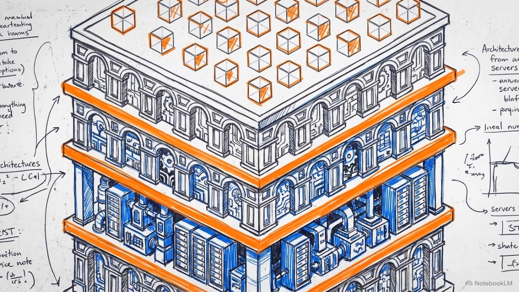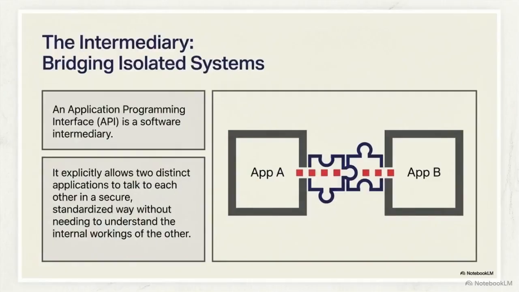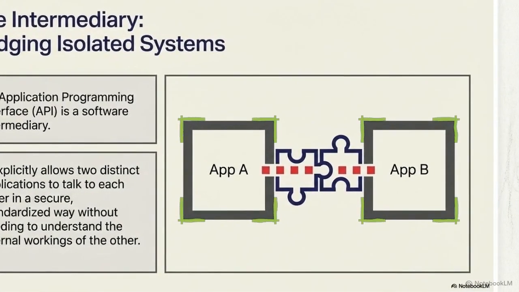Preventing a server from crashing requires strict adherence to these boundaries. You have to use the right communication protocol for the right architectural layer. This schematic defines an API. It acts as an explicit software intermediary, shown here as puzzle pieces, allowing two distinct applications to interact securely without exposing or understanding each other's internal code.